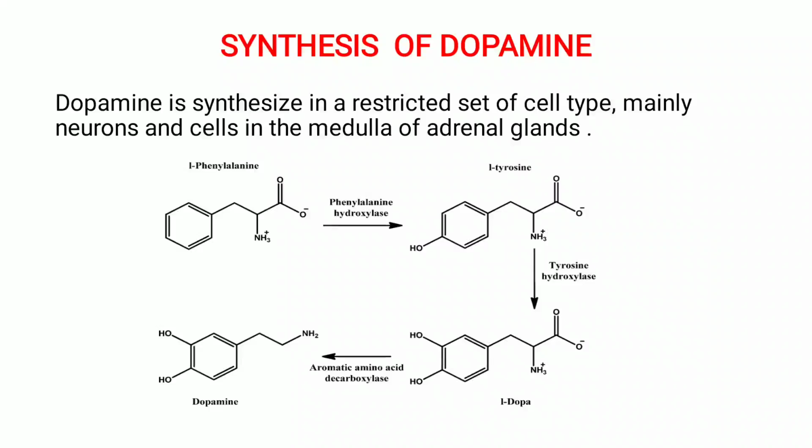Let's discuss the synthesis of dopamine. Dopamine synthesis is restricted to a set of cell types, mainly neurons and cells in the medulla of the adrenal gland. Here I have shown the outline of synthesis of dopamine. Dopamine synthesis starts with L-phenylalanine. This is converted to L-tyrosine with the help of the enzyme phenylalanine hydroxylase. L-tyrosine is converted to L-dopa with the help of the enzyme tyrosine hydroxylase. This L-dopa is finally converted to dopamine with the help of aromatic amino acid decarboxylase. This is how the synthesis of dopamine is done.